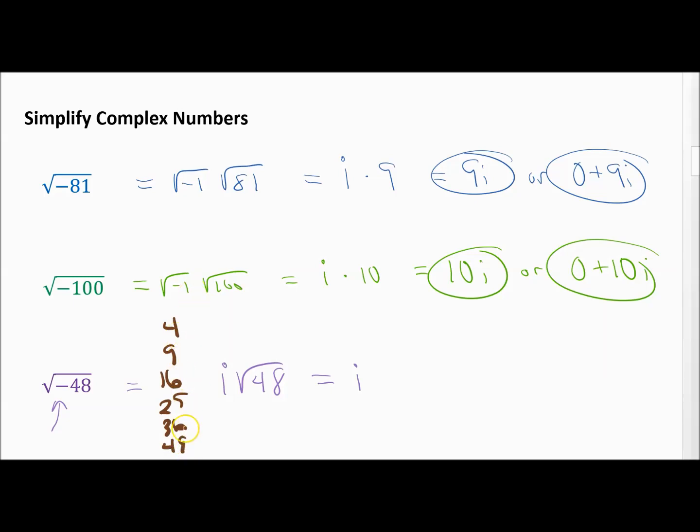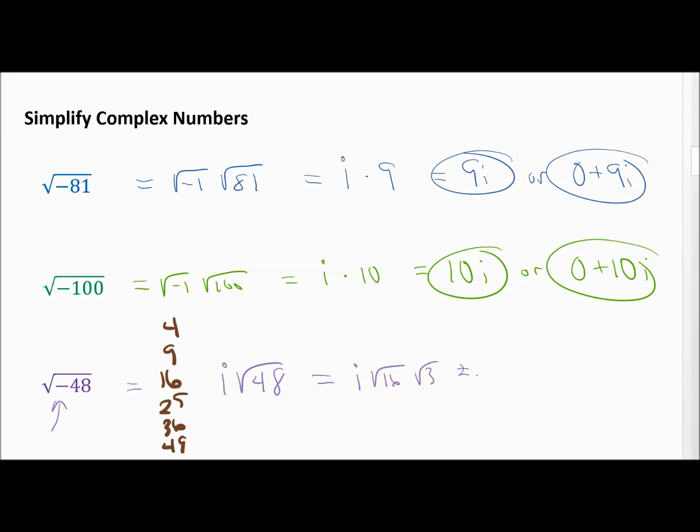Well, I'm looking for the biggest number on this list that divides into 48. And the biggest number that divides into 48 is actually 16. So I can write 48 as the square root of 16 times the square root of 3. Follow me? Because 16 times 3 is 48.